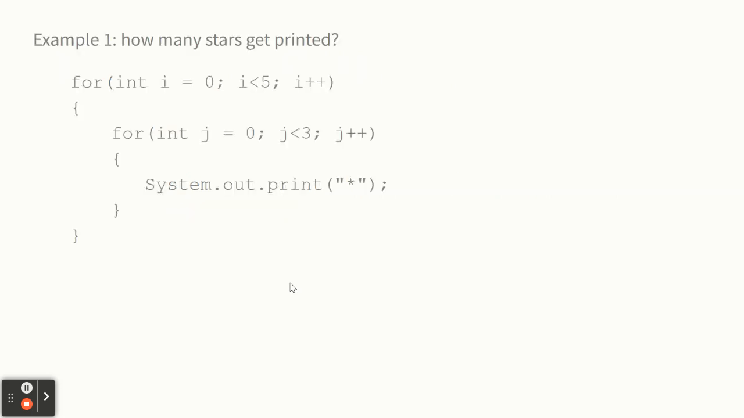I'm going to ask you now to try to tell me how many stars get printed on this. And I'm going to call on somebody. Don't raise your hand or anything. 15 is right. Wow. The outer loop's going to do 5 times, and each time the outer loop runs, the inner loop runs 3 times.